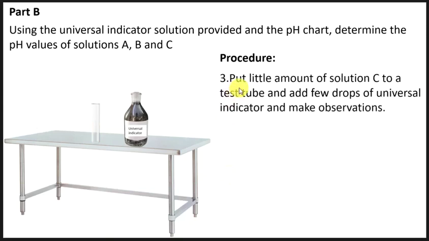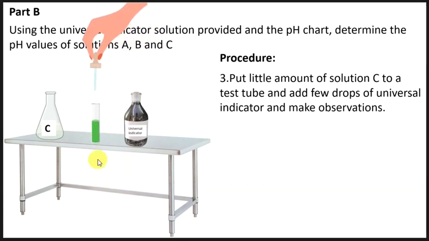Part 3 of part B says put a little amount of solution C into a test tube and add a few drops of universal indicator and make observations. This is solution C. We'll get a few drops of solution C and add them to the test tube. After that, we'll get the universal indicator, add the drops also, and make the observation.